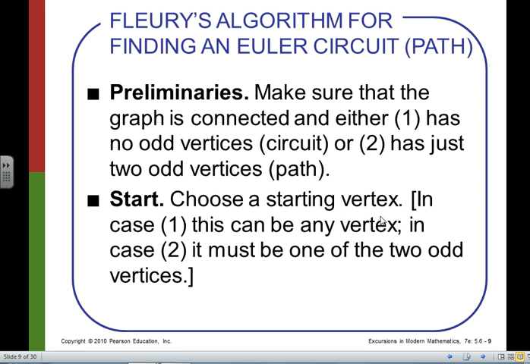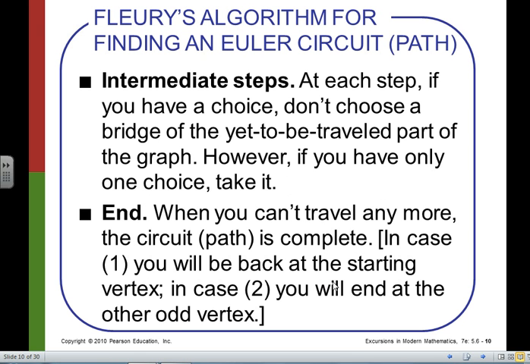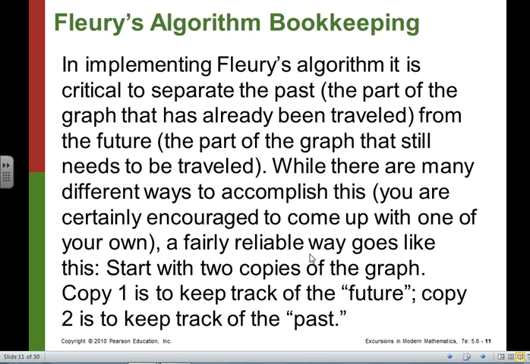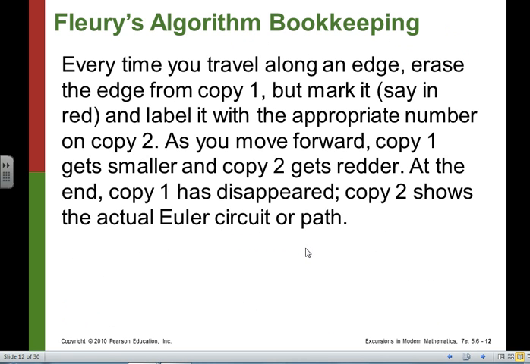Choose a starting point. This can be any vertex, or it must be one of the 2 odd ones if we're going on a path. At each step, if you have a choice, don't choose a bridge unless you're done. When you can't travel anymore, it's completed. All right. Now, bookkeeping, what are we going to do? We're going to keep track of where we go by numbering things and erasing them when we get done.